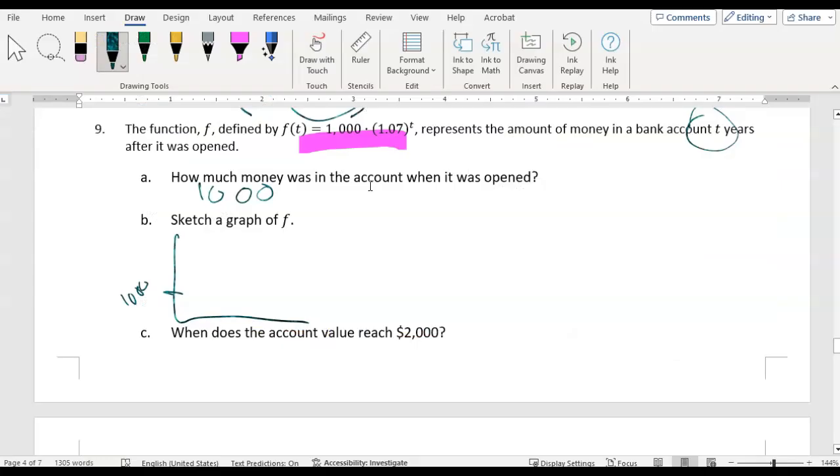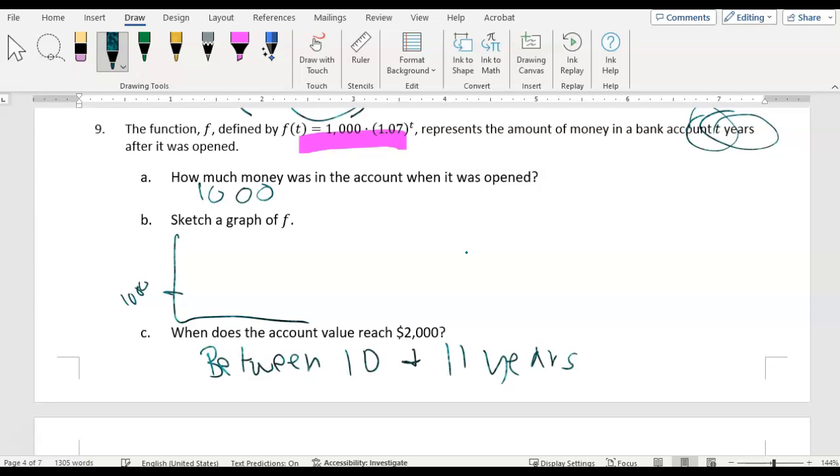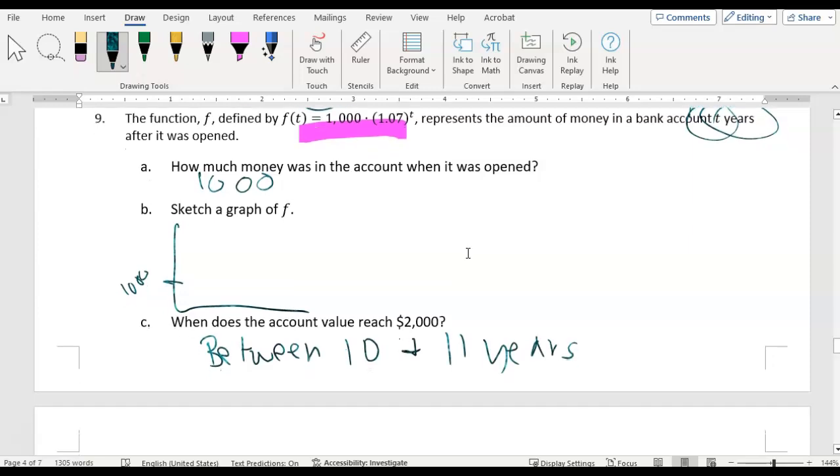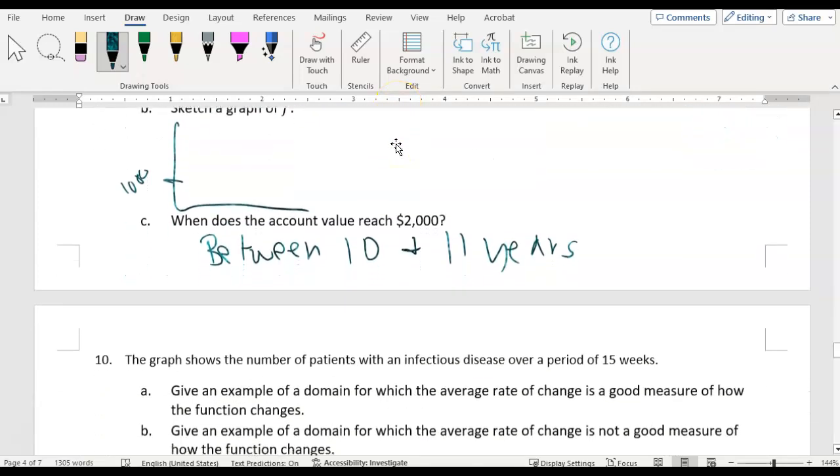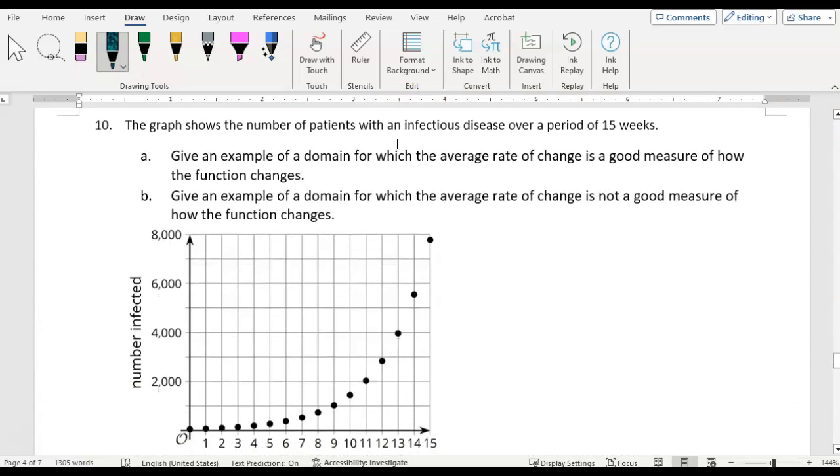So let's go ahead and go back here. When does the account value reach 2,000? Now this was t years, so this is between 10 and 11 years. That table function is really, really important then. You could also go ahead and test values for t and see when you get to that point. That would also work.